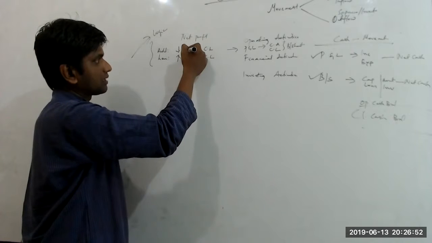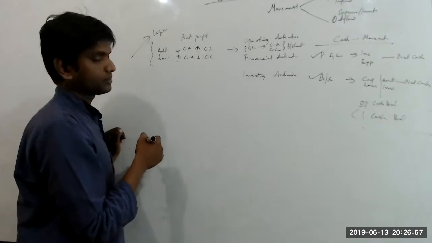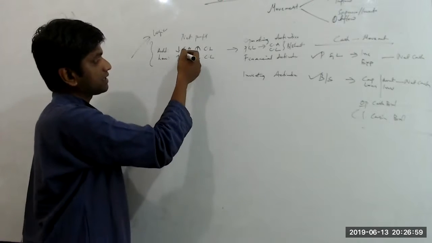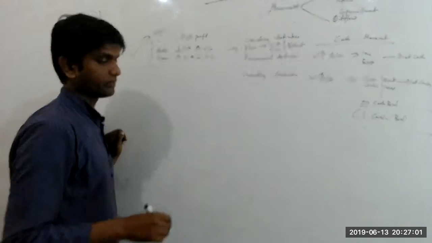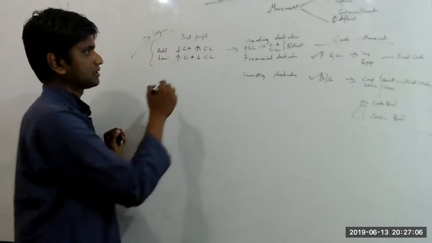We need to add the decrease in current asset to the profit and the increase in current liability to my profit, and reduce the increase in current asset and decrease in current liabilities from the profit. So we will try to understand what is the logic behind this. I'll explain it in some time from now.